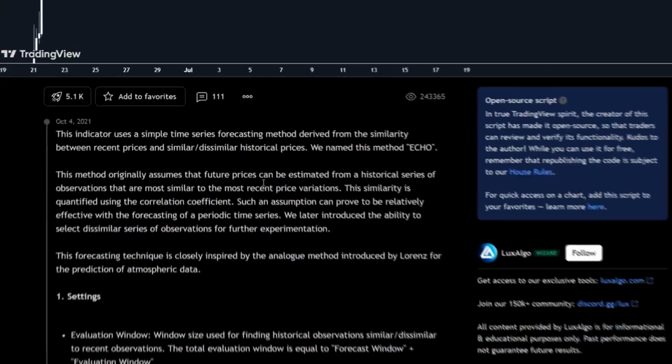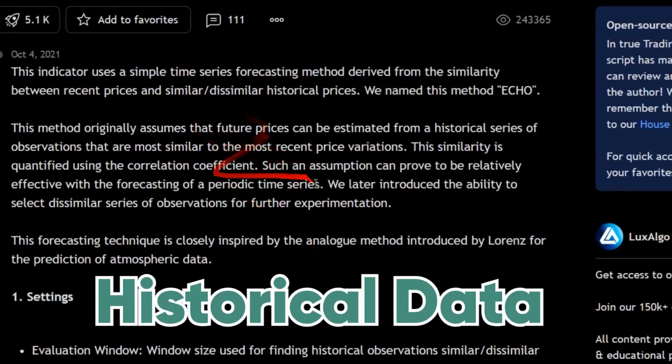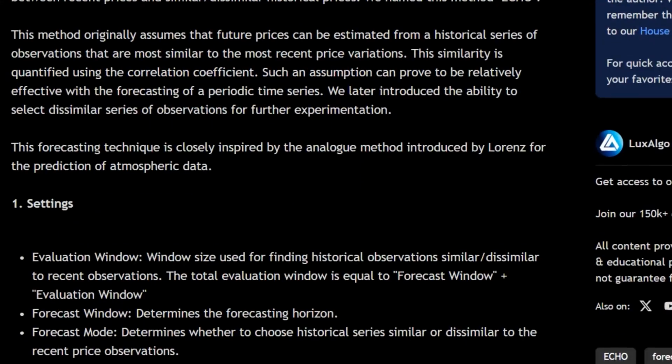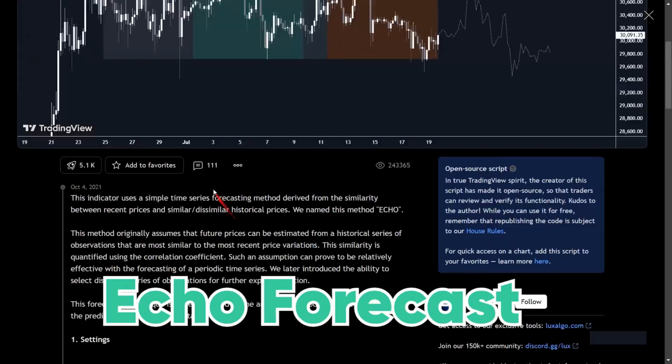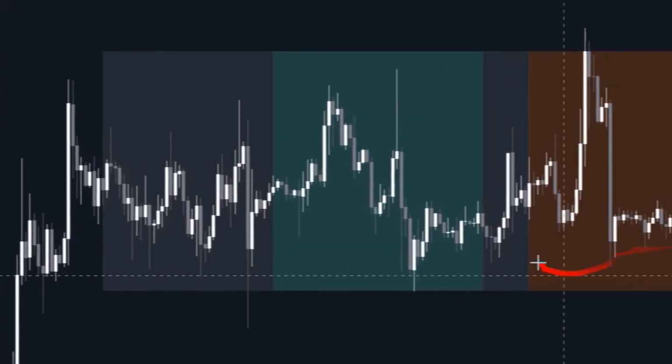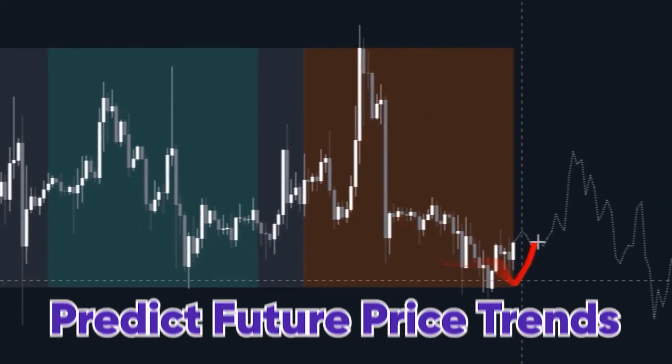One of the biggest changes AI has brought to trading is predictive indicators. These indicators analyze vast amounts of historical data to forecast the market's next move. One such indicator we're discussing today is Echo Forecast, developed by Lux Algo. This tool works across Forex, crypto, and stocks using machine learning to predict future price trends.